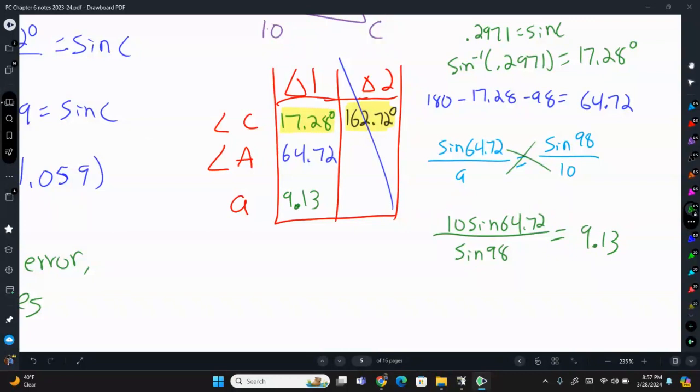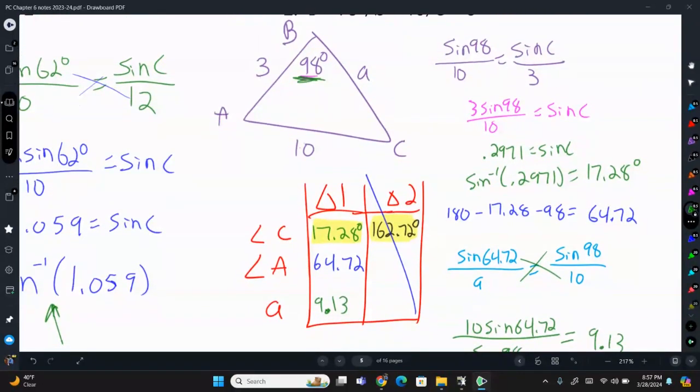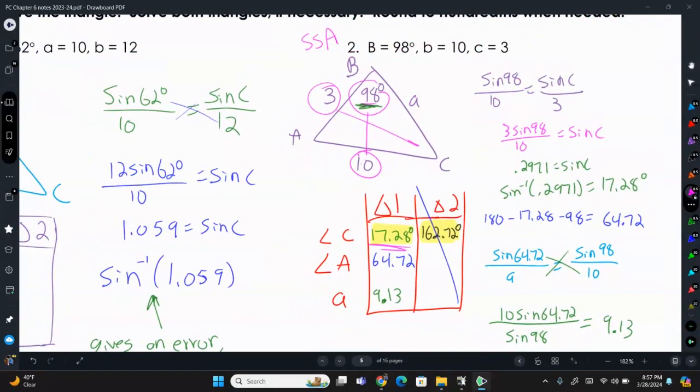So I want to go back and verify that the triangle makes sense, that the first one makes sense. The largest side is 10, and the largest angle is 98 degrees. Those are across from each other, here and here. The side C is the smallest, which means angle C needs to be the smallest, and it is. So this triangle is abiding by the rules of our triangles.